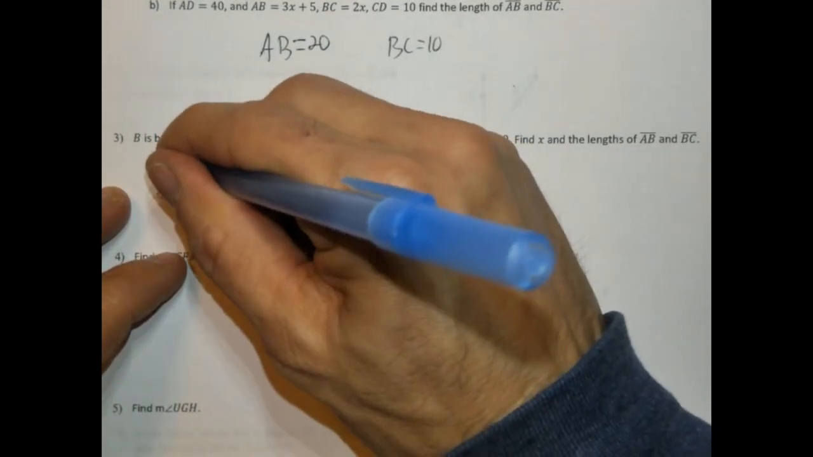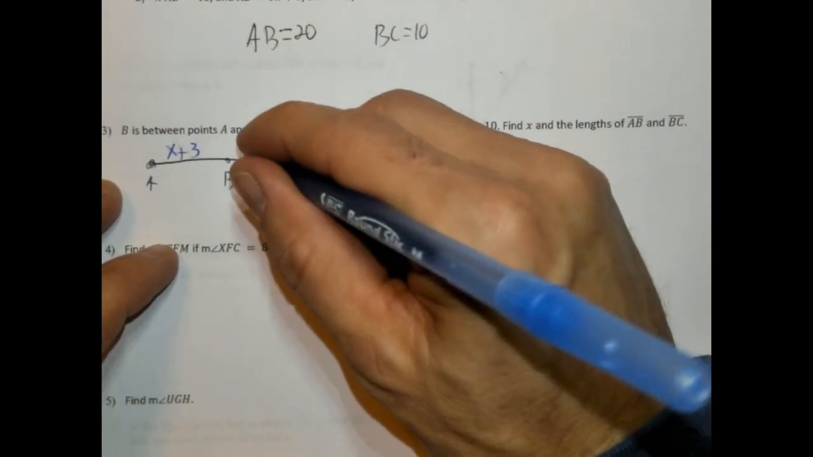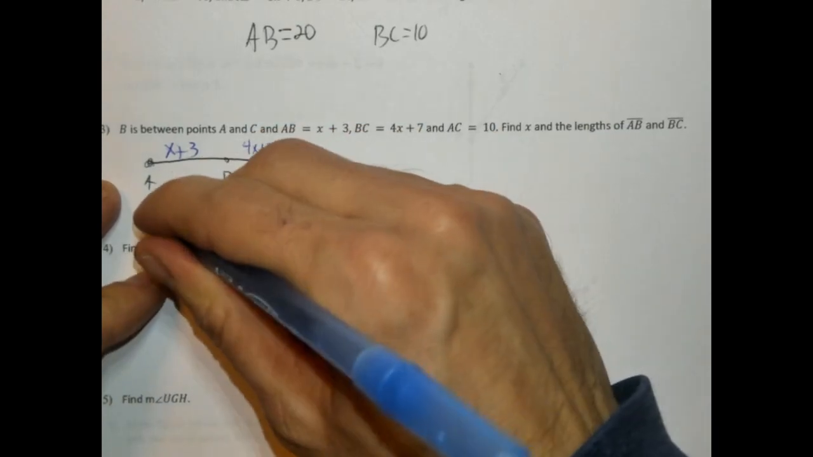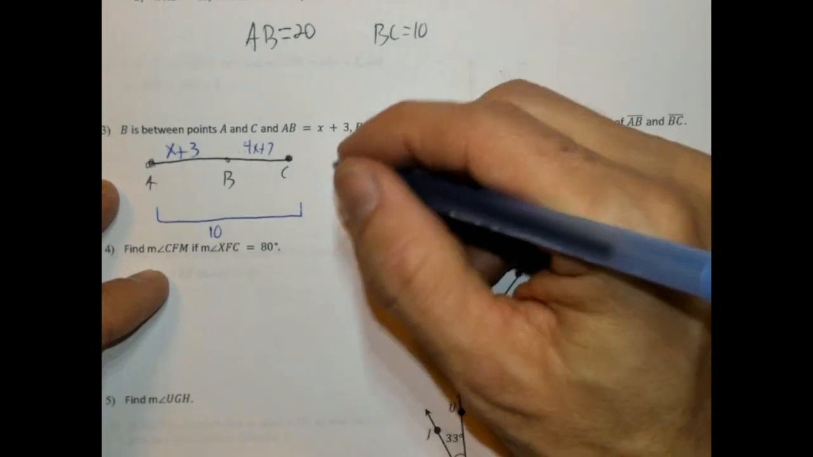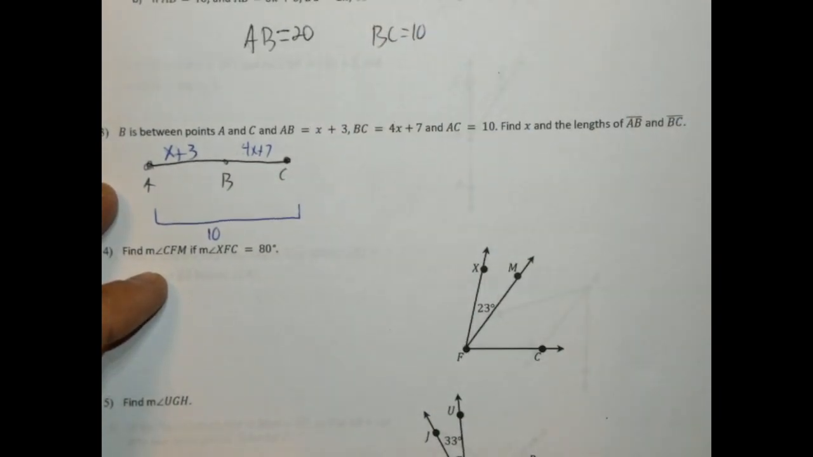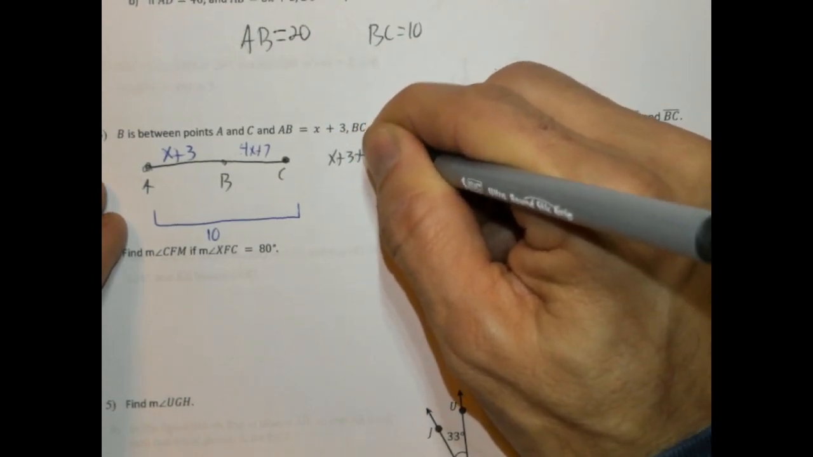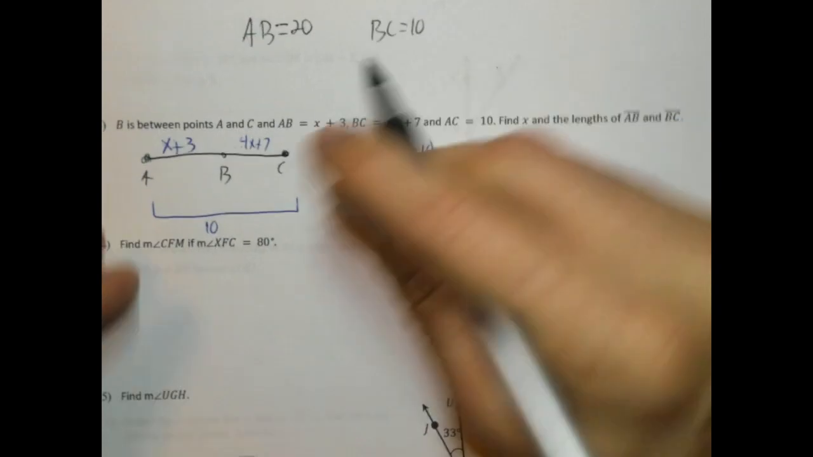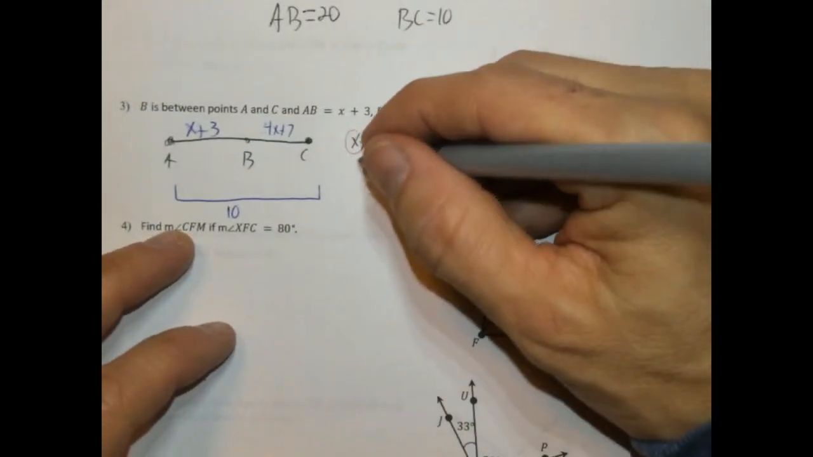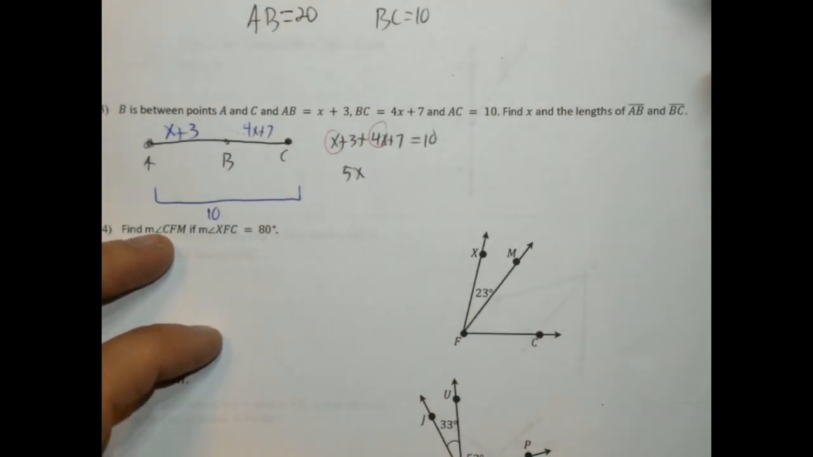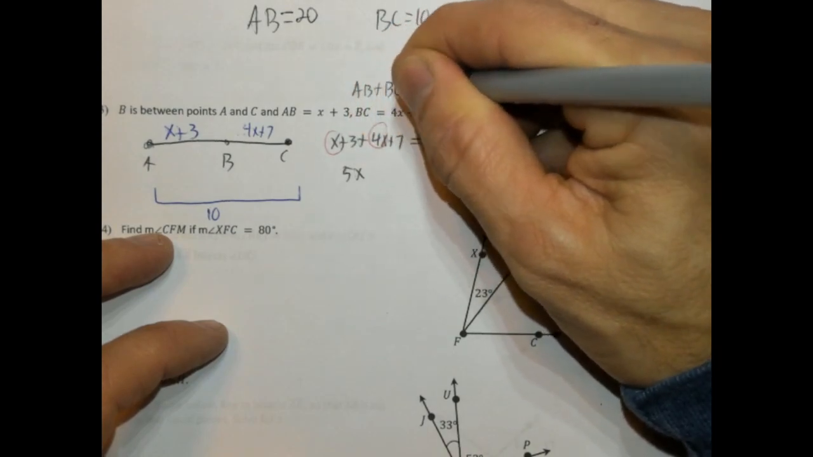So AB is x plus 3, and BC is 4x plus 7, and the whole thing is 10. We're finding these individual lengths, so we're going to solve it the exact same way we did the other one. I didn't write it out, I should write that out. Sorry. So it should be AB plus BC equals AC.